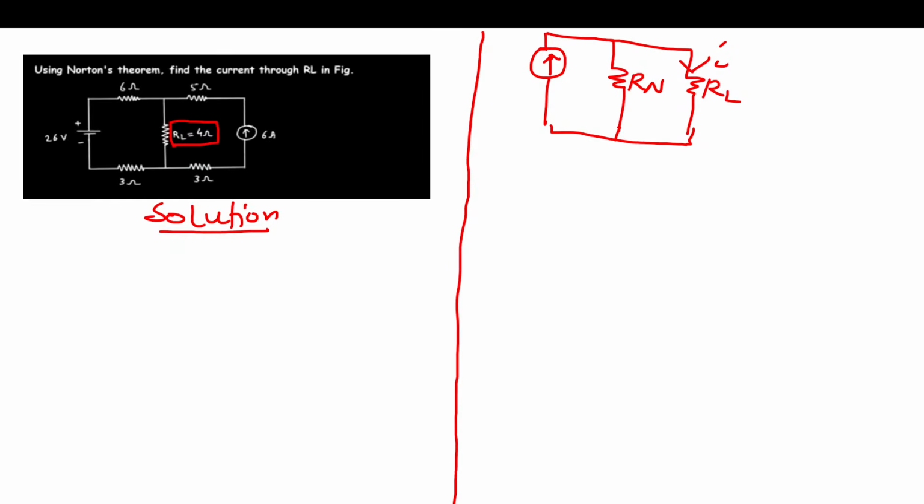Before we can find the current I passing through this 4 ohm resistor, we need to be able to draw the circuit, develop the circuit. Okay, before we can find that current.